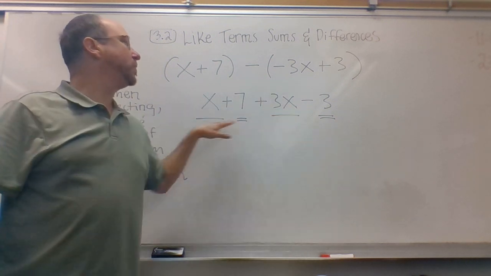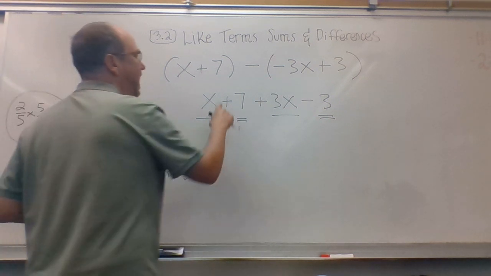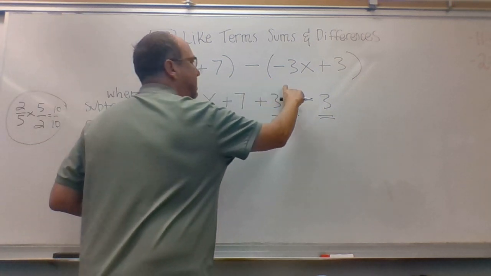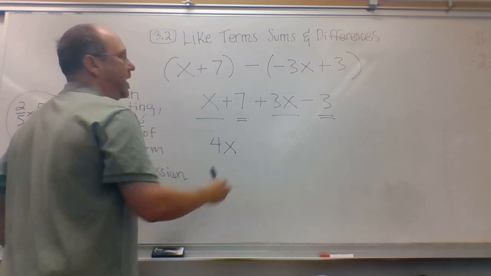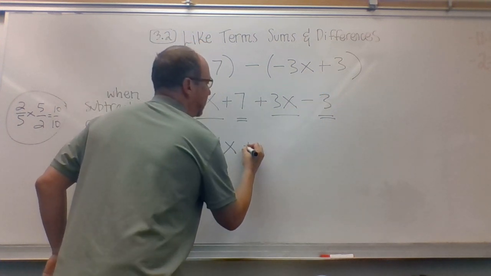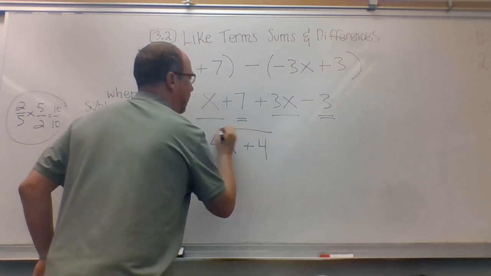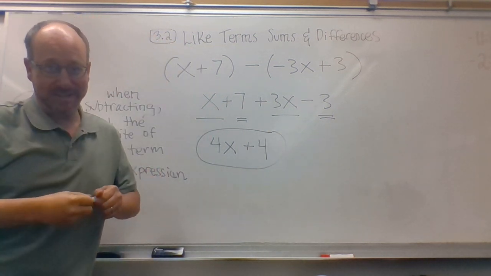Really important if you're using those types of symbols, you don't lose track of your positives and negatives. I know I've got a positive x and a positive 3x, that's 4x. And then I've got a positive 7 and a negative 3, so a positive 4. Okay, sums and differences of like terms.